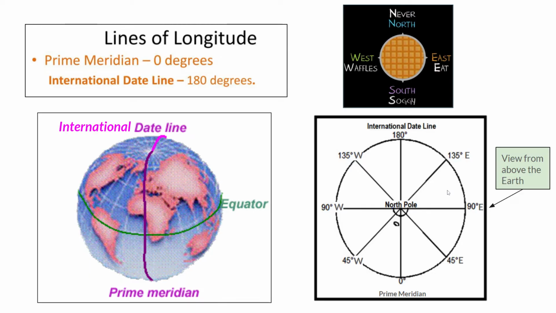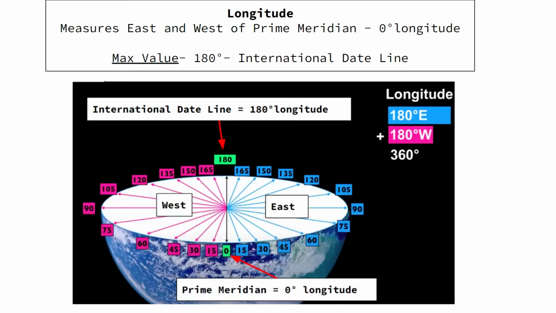And this is a view from above the Earth. If you were looking from the North Pole, you would see that if the prime meridian was here, the international date line at 180 degrees would be there. This side would be east, and this side would be west. Remember, never eat soggy waffles. And this is another picture showing you that from here to here is 180 degrees towards the east, and from here to here is another 180 degrees, but towards the west of the prime meridian, which is 0 degrees. The international date line is 180 degrees.